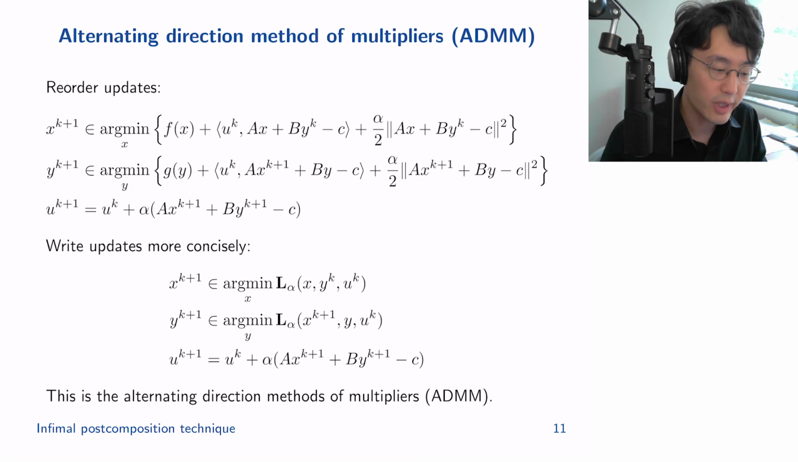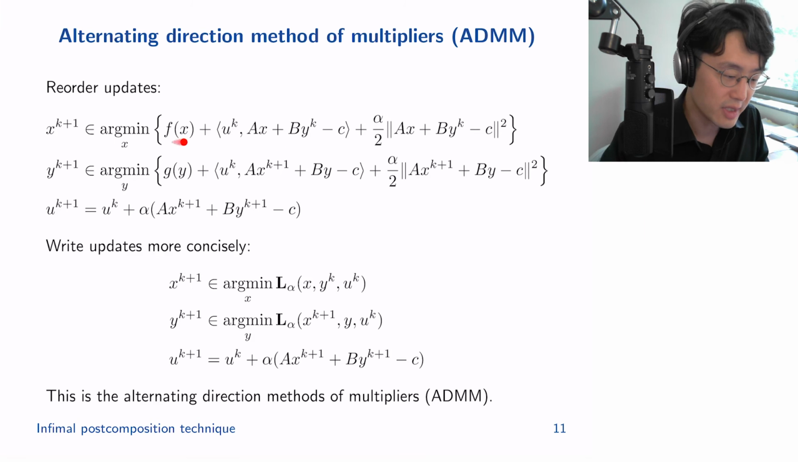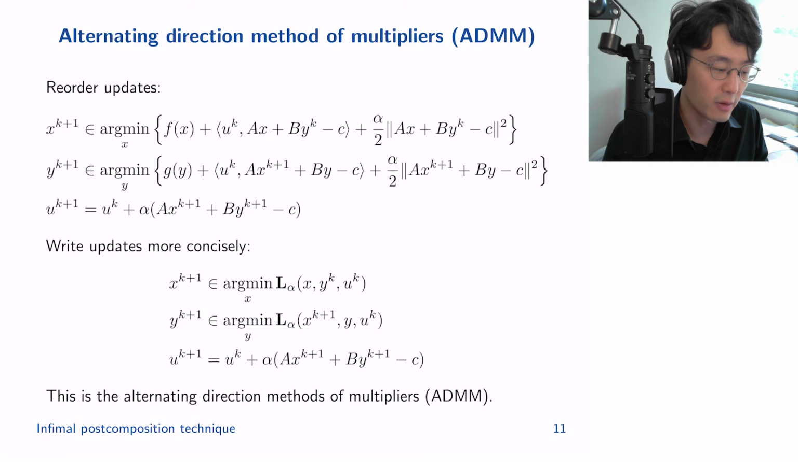And then finally, we can replace the objective here, this minimization problem, as the minimization of the augmented Lagrangian with y^k and u^k plugged in, and with x left as the free minimization variable. The reason these two minimization problems are equivalent is that the augmented Lagrangian and this objective only differ by terms that do not depend on x.